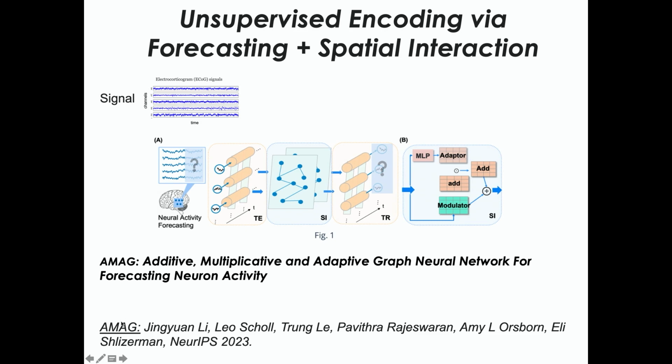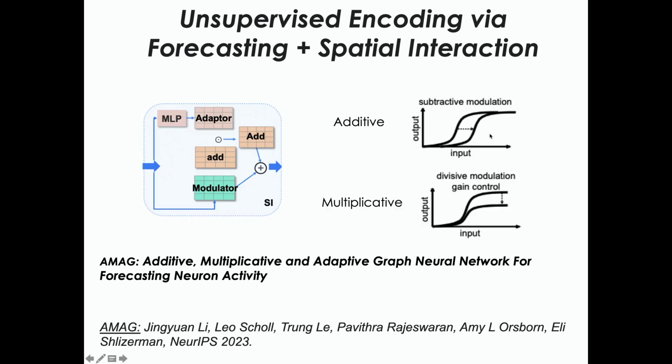So in the work named AMAG, what we are considering are continuous signals, so from ECOG array or LFP. And the idea is to propose a graph neural network that will record the interactions between the neurons. And this graph neural network will have two adjacency matrices. One will be additive and another one multiplicative. And this is to capture the different kinds of input-output interactions of neurons, actual neurons that are interacting.